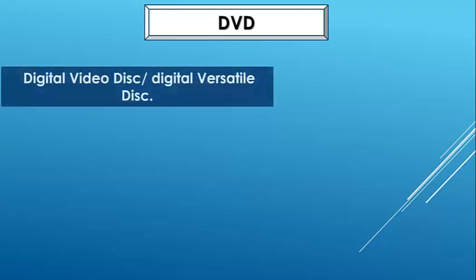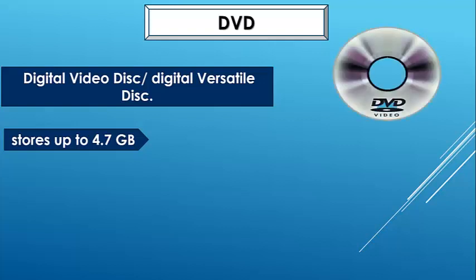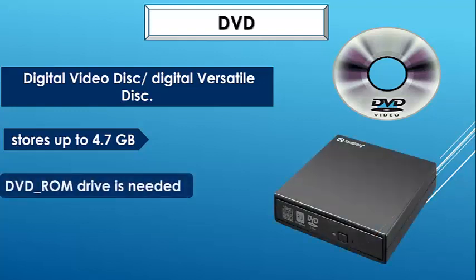Fourth is DVD. A DVD or digital video disc is also called a digital versatile disc. It stores up to 4.7 gigabytes of data. It looks similar to a CD. To use a DVD, a DVD-ROM drive is needed on the computer. Students, do you know that you can play CDs on a DVD drive, but cannot play DVDs in a CD drive?